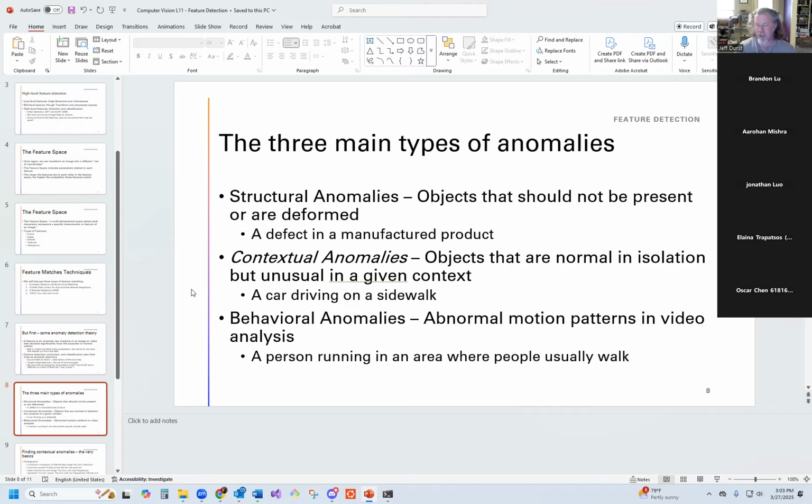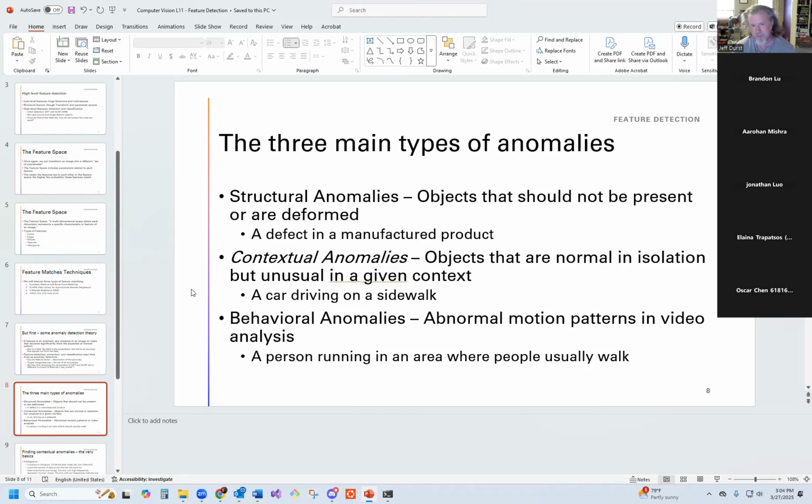We aren't going to do very much with structural anomalies because we're going to focus a lot more on contextual anomalies, because that is the most common CV task that we use for anomaly detection. That's this idea that this object is perfectly normal, like a ball is a sphere, it's fine, it's just a normal thing that exists in the world, but we shouldn't find it flying through the air or something similar. I mean, I guess if you kicked it.